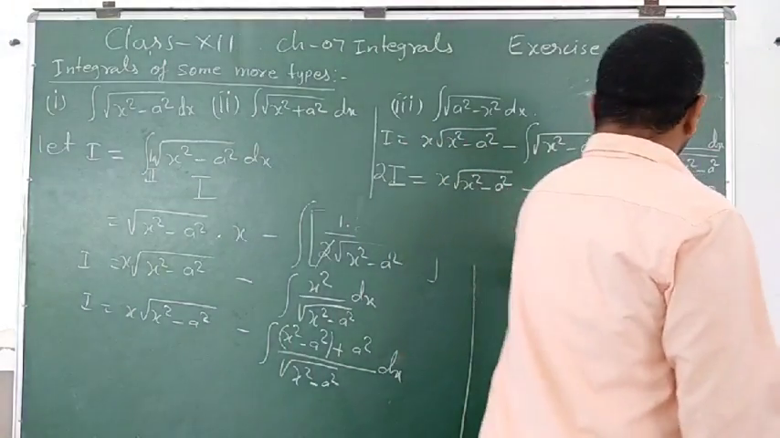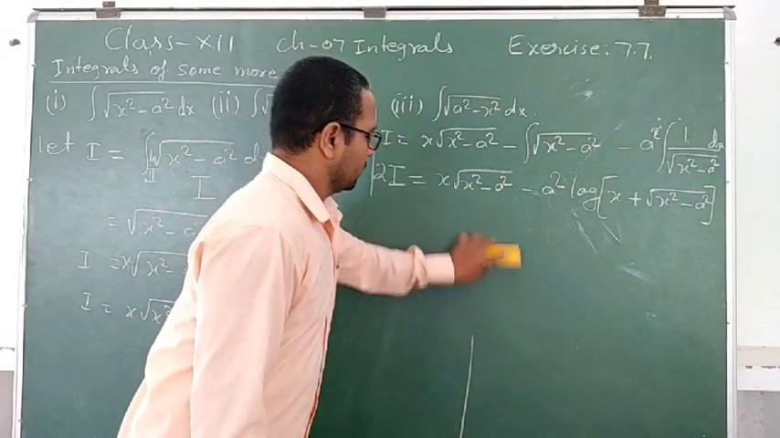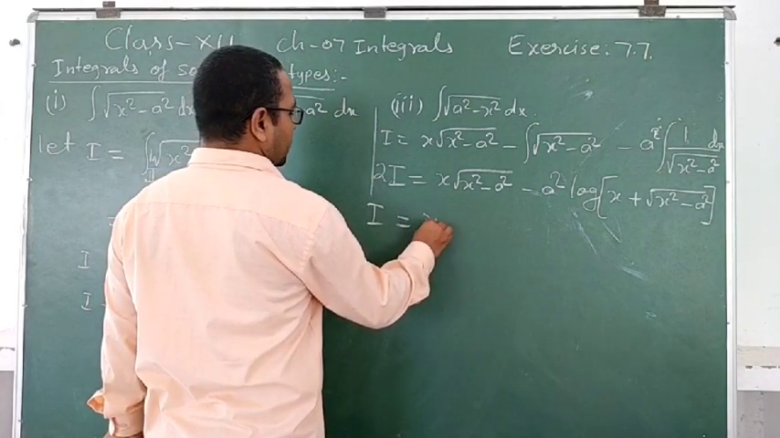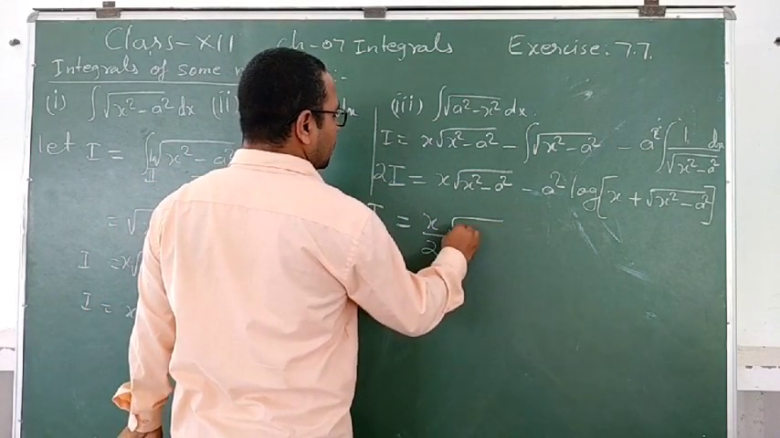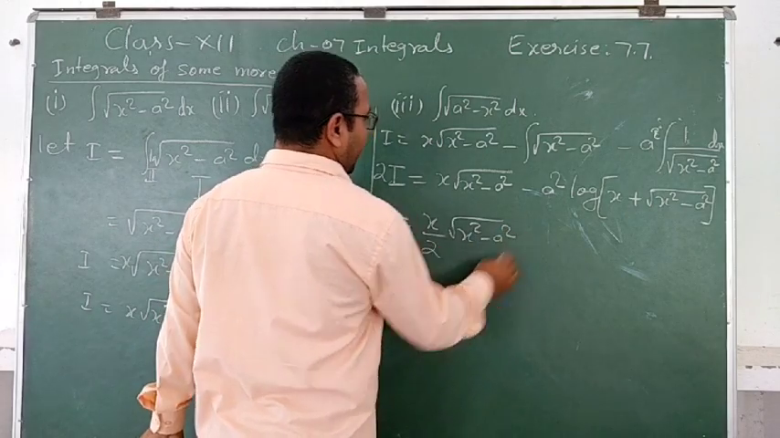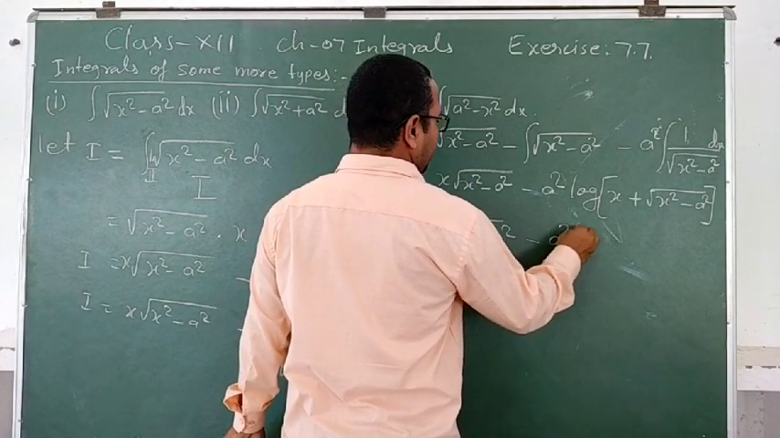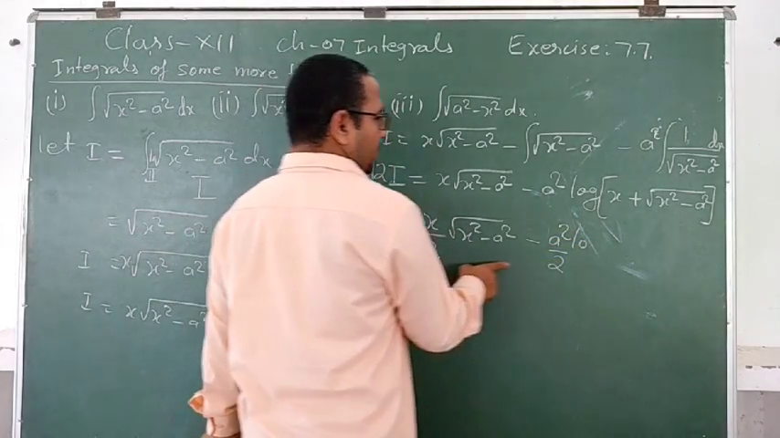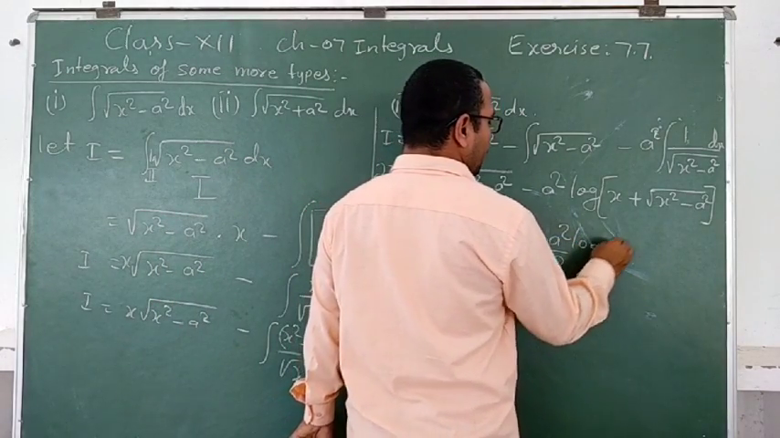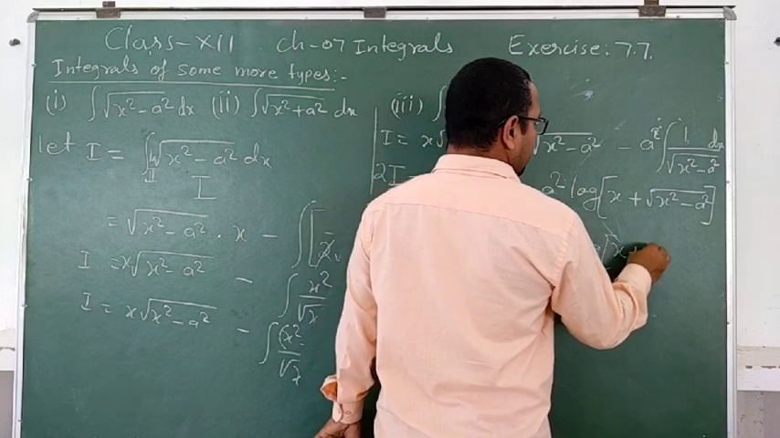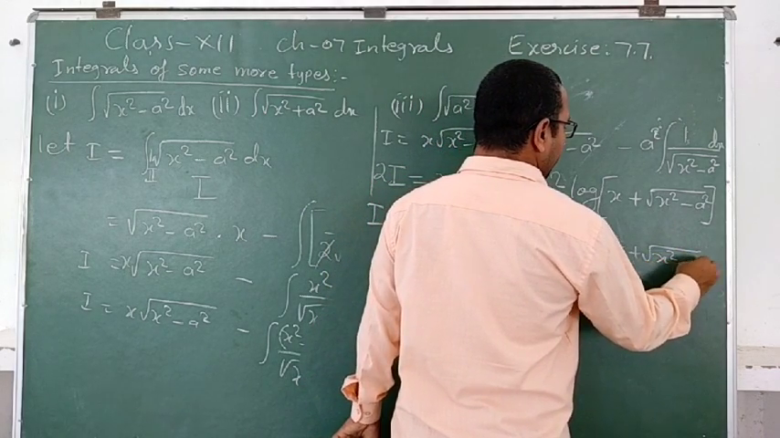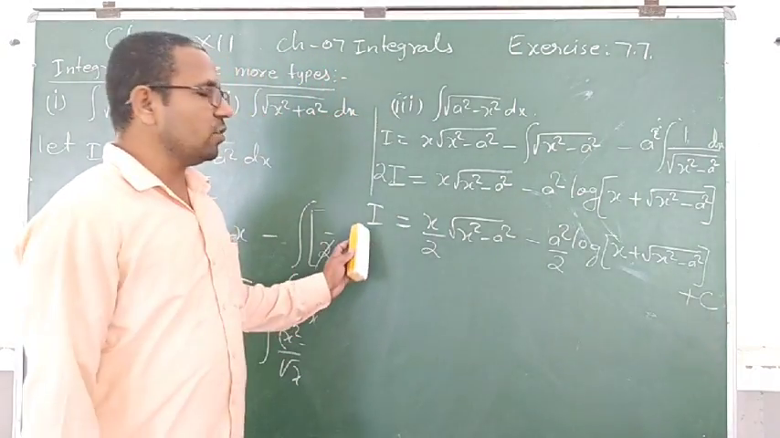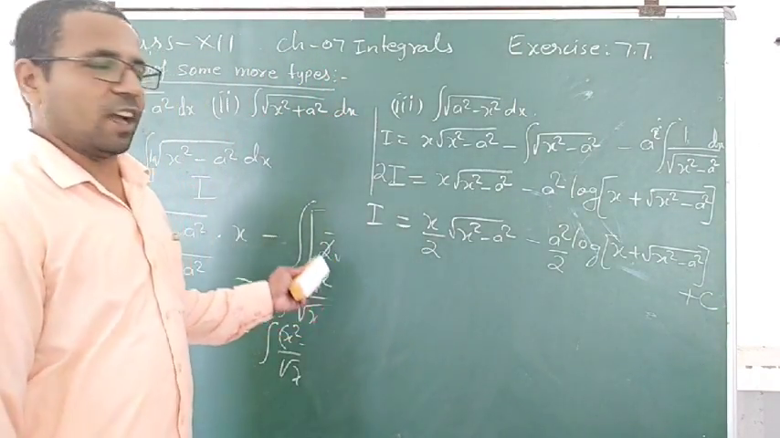So how much do we get here? Just by doing the division, I is equal to how much will you get here? x by 2 root x square minus a square, minus a square by 2 log of x plus root x square minus a square, because these two will divide all the terms, and use one constant, that is c. So students, this one is your new formula for this special type of integral.